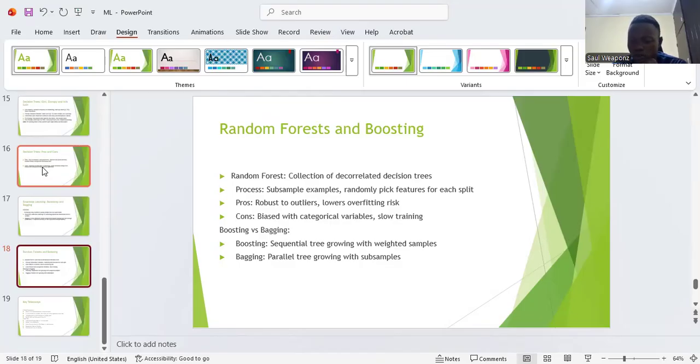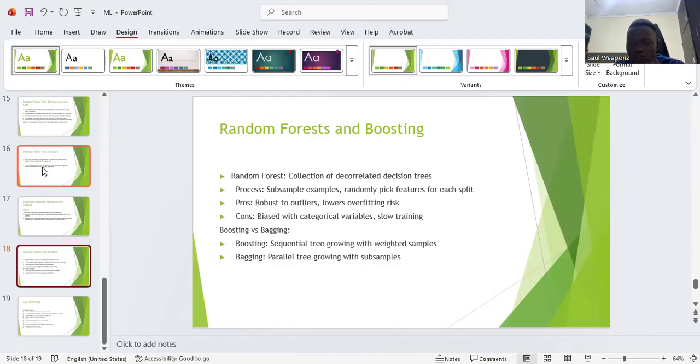Now we are looking at bagging versus boosting. Boosting is sequential: sequential tree growing with a weighted sample. On the other side, bagging is parallel: parallel tree growing with bootstrap samples.